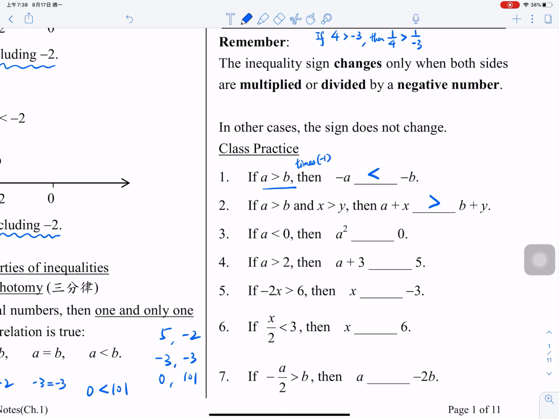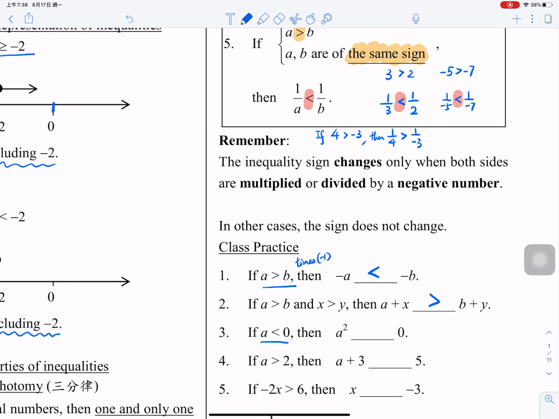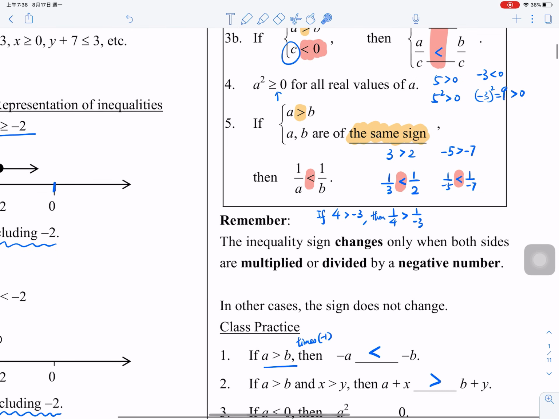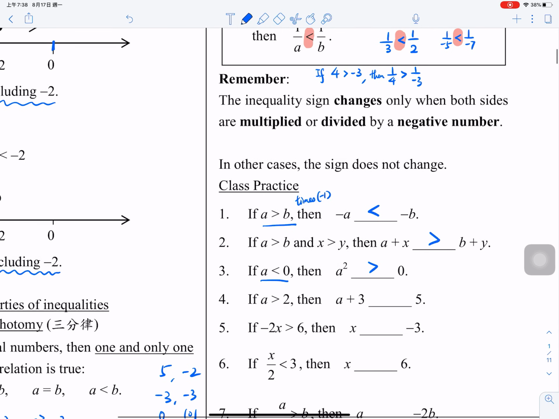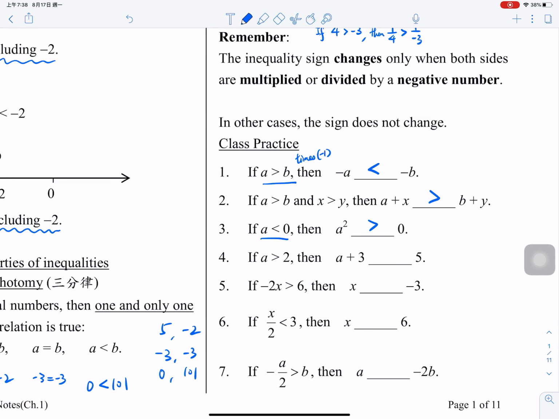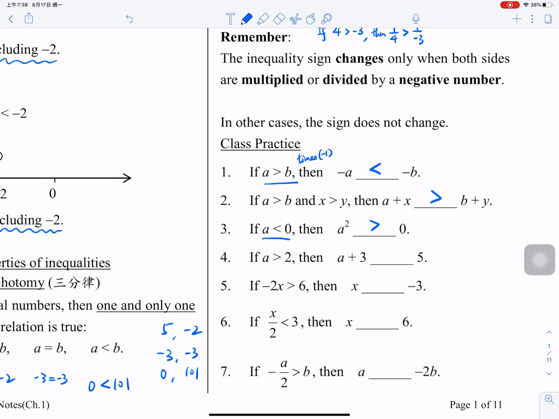Good. Number 3. If now a is smaller than 0, then what happened to a squared? Just now I showed you one example. Here, write. So this one is greater than, not equal to, okay, greater than. If x is greater than 2, then what happened to this one? Yeah, both sides plus 3, so it keeps greater than.